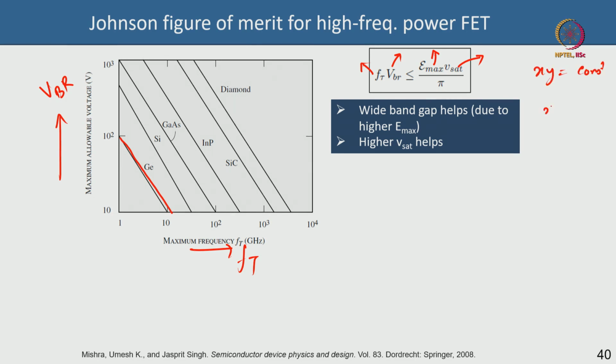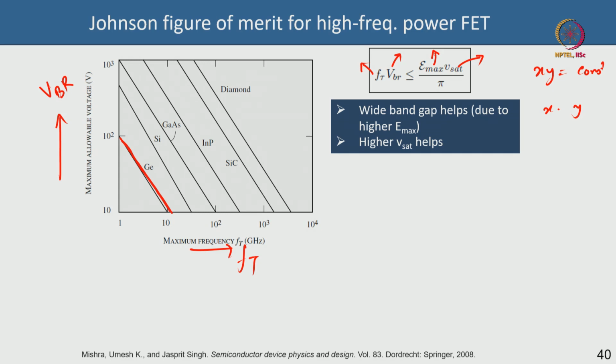So if you are plotting x and y, then you get a plot like this, okay, in log scale. It is a log scale. So with increasing cutoff frequency, you have a lowering breakdown voltage. It is the trade off that we talk about, which means for a higher speed device your breakdown will be low, and for higher breakdown device your speed will be low.